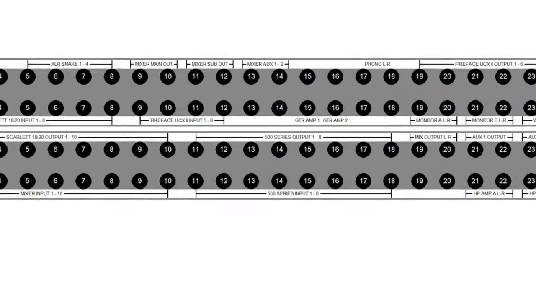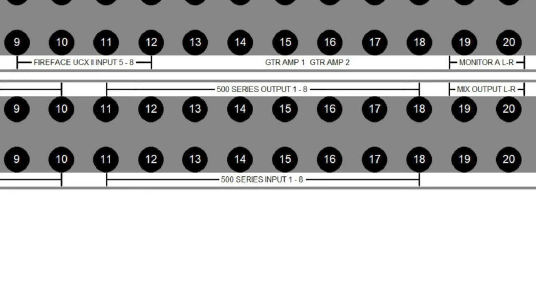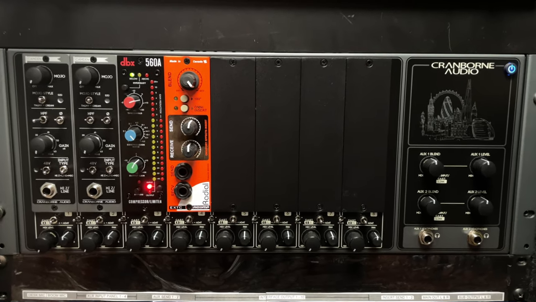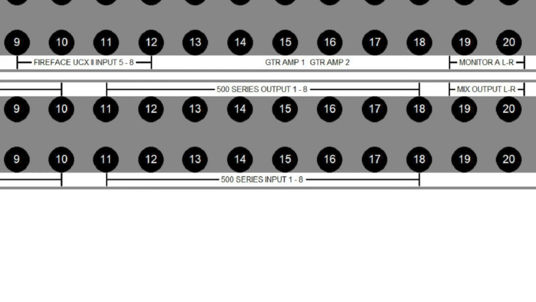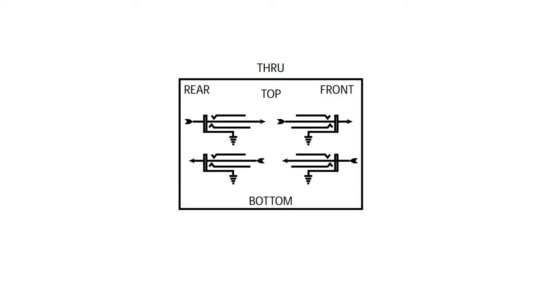I use thru mode for my outboard effects and my preamps because I don't want the outputs of my compressor and my outboard preamps to feed their own inputs and create a feedback loop. Setting these modules to thru mode keeps the top jack and the bottom jack independent from one another, meaning that I need to manually patch these devices anytime I want to use them.